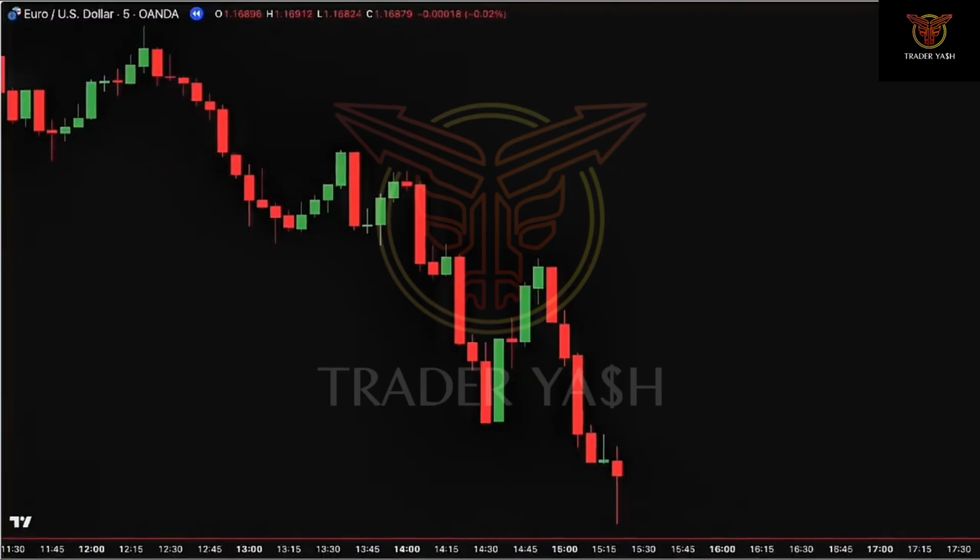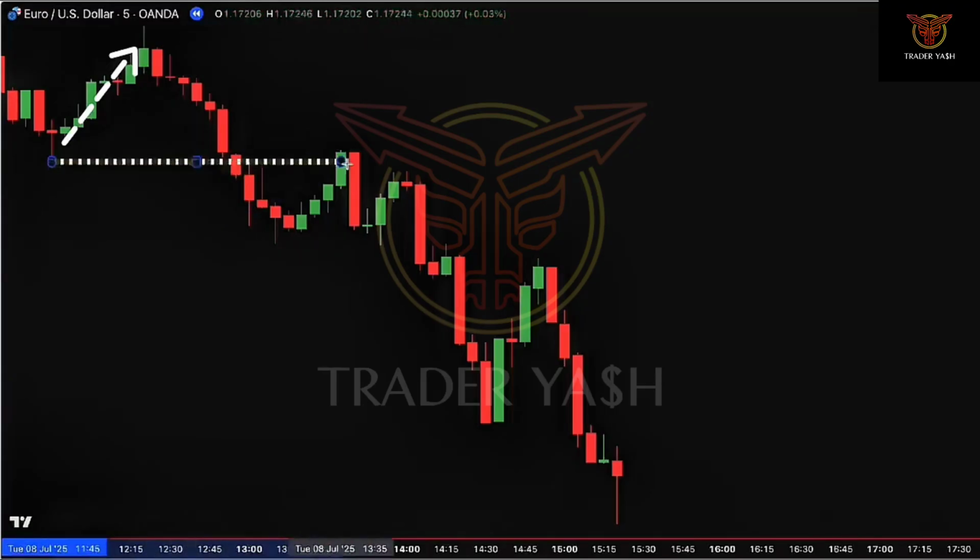Alright, let's jump into a real chart to see how all of this plays out in live price action. We're looking at the Euro-US dollar on the 5-minute time frame, and I want you to focus closely on this upward move here, because it's not a full trend continuation, it's just a pullback inside a larger structure. Now watch what price does.